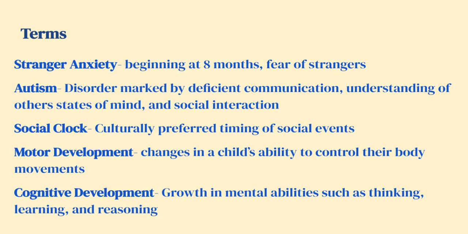Some other terms for this unit. Stranger anxiety. It's the fear of strangers, and this begins at around 8 months. If you've noticed, most babies at this age only like being around their mom and dad and maybe their siblings. They don't really like new people.